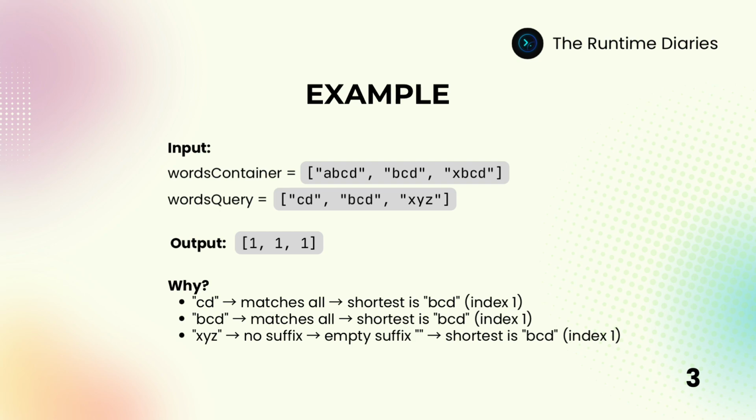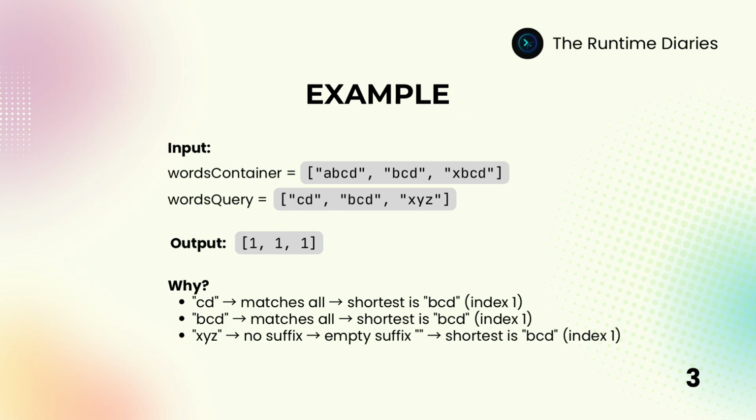Words container equals, from left to right in the array, ABCD, BCD, XBCD. Words query equals, from left to right in the array, CD, BCD, XYZ. The output is 1, 1, 1 from left to right in the output array.